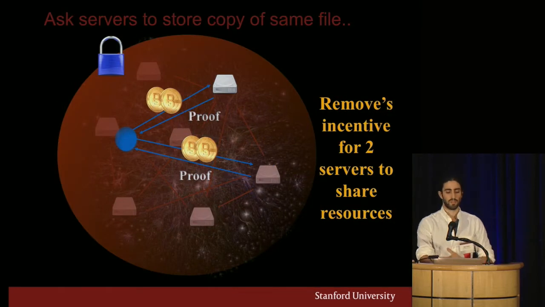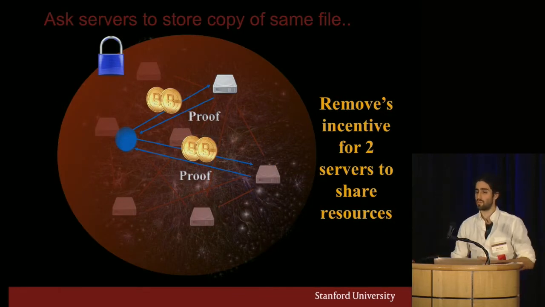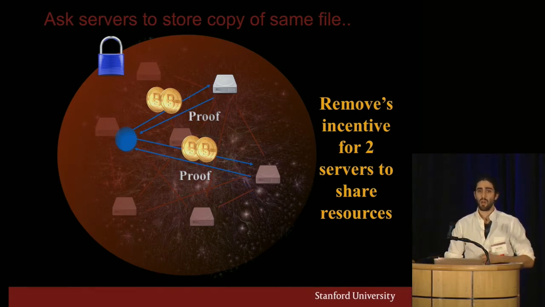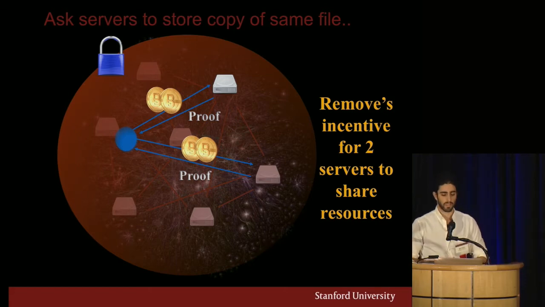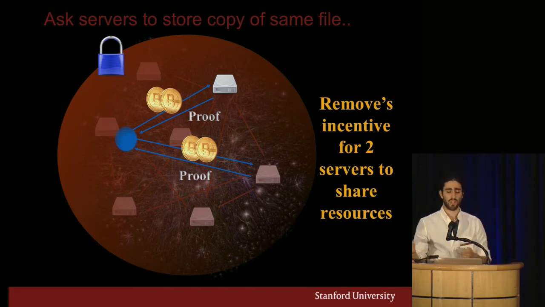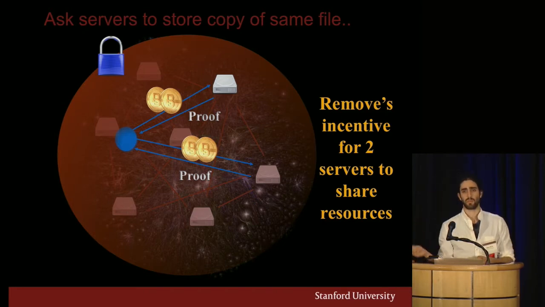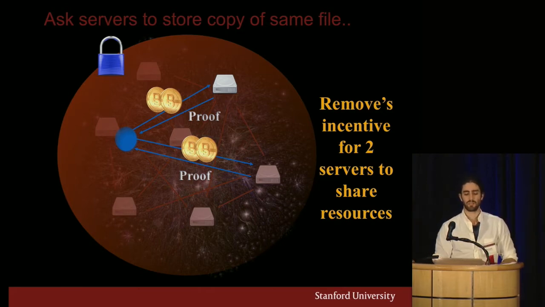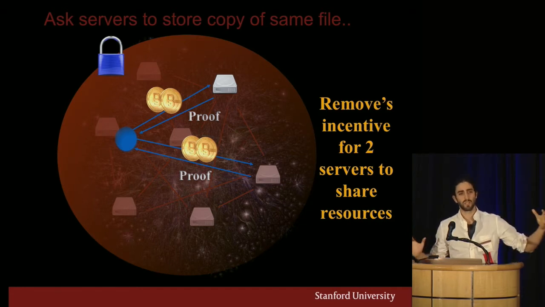There's an additional benefit from this, which is that you could ask two different servers to store a copy of the same file, perhaps because you want better availability or better fault tolerance. And while you can't really guarantee that these two servers are individually storing the file, and not just having one server store both copies of the file on their physical machine without some location-based proof, you at least remove the incentive for the two servers to deduplicate the storage and share the same resources.